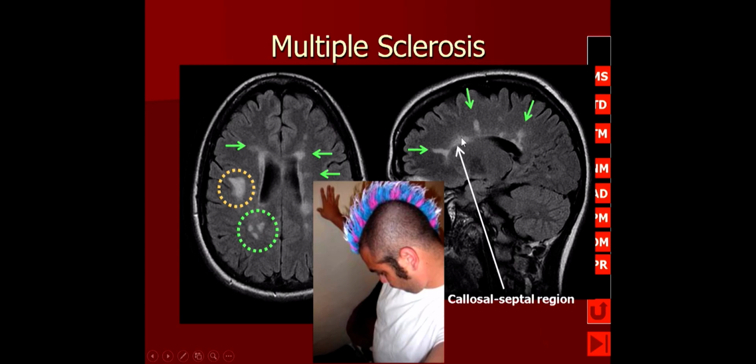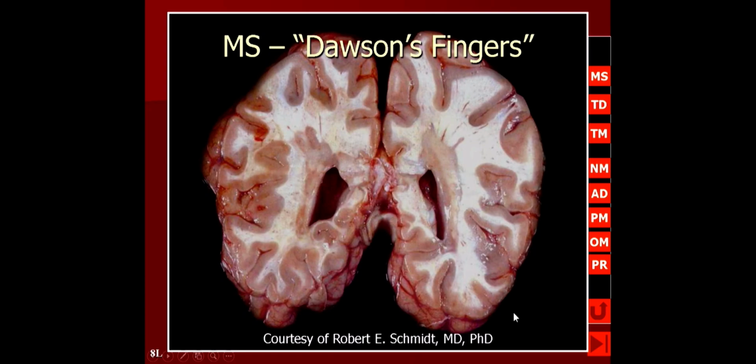So we also look for the callosal septal interface, and several other speakers in this course talked about that. So what does the path look like? One of the things that I mentioned in the talk about tuberous sclerosis is that the normal white color of the white matter comes from myelin. So if you lose the myelin, you lose that white color.